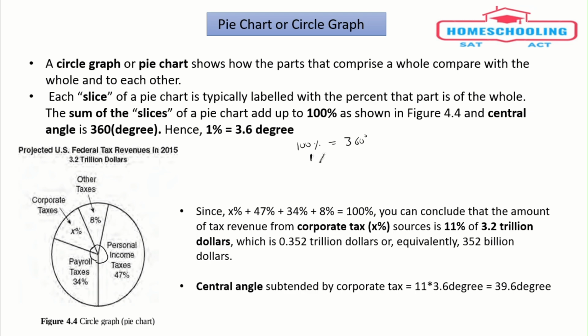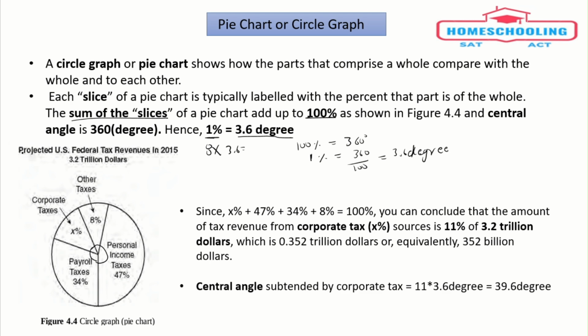So for 1%, how much is it going to subtend? Let's say this slice is of 1%, so it would be 360 divided by 100, that is equal to 3.6 degree. So you have to remember that. You have to remember two things here. Sum of all the slices in a pie is 100%, and every percent would subtend 3.6 degree. So if it is 8%, it would be 8 into 3.6.